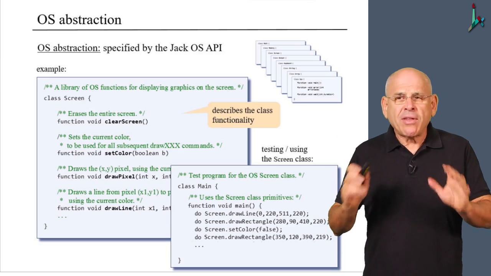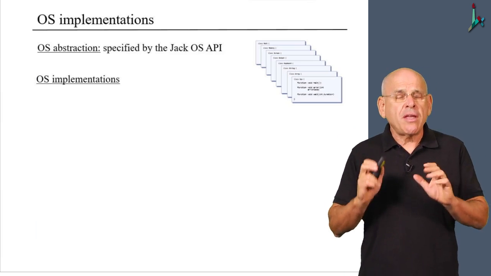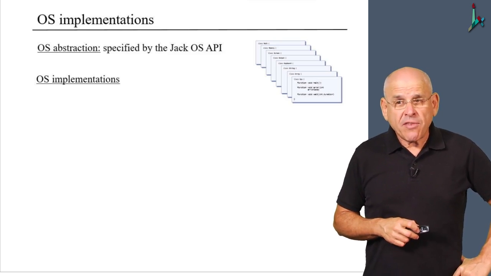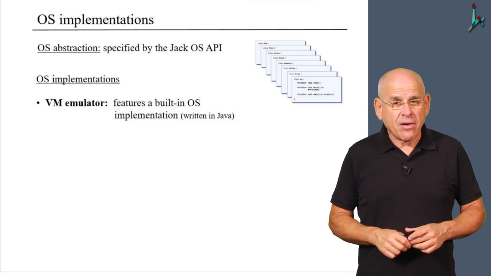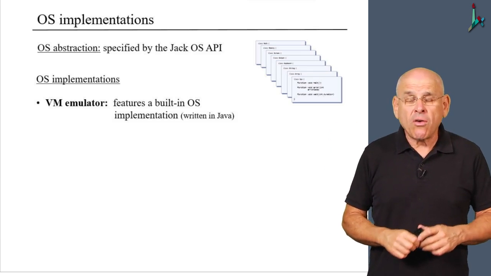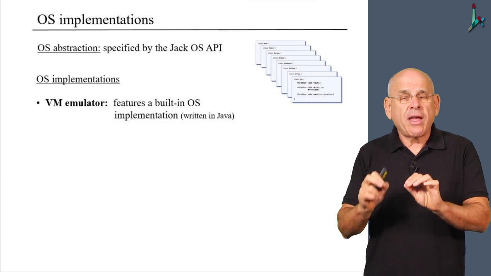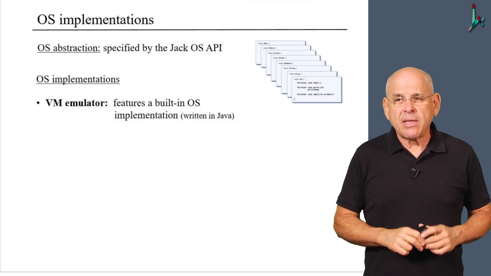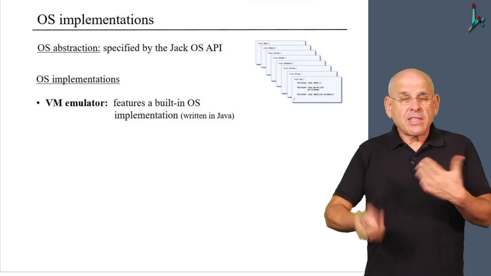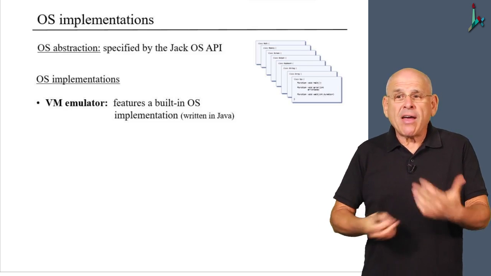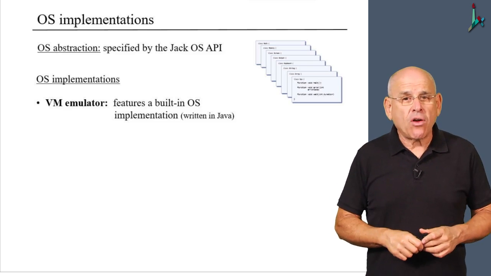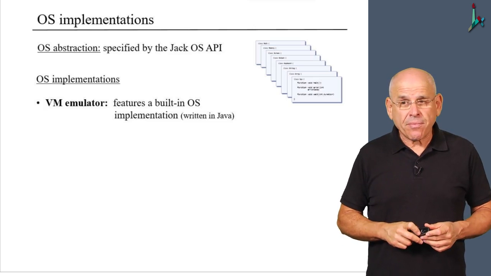And in particular, in Nand to Tetris, we are going to find 3 different implementations of the same OS abstraction. First of all, the supplied VM emulator, which is a fancy Java program that we wrote several years ago, also has a built-in Java-based implementation of the Jack operating system. So when you execute a program in the VM emulator, if you find a call to, let's say, Memory.alloc, the VM emulator knows how to service it using Java.